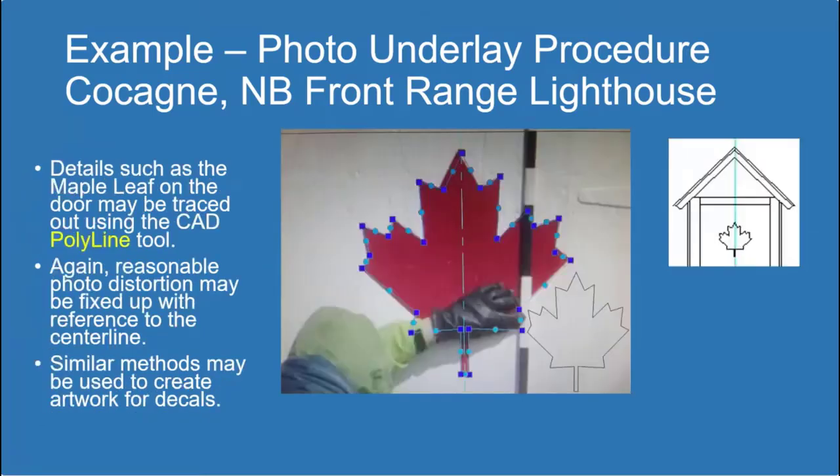And you can also do some interesting things, like the door had a maple leaf painted on it. So you can bring that into the CAD program on another photo. There's a tool called the polyline tool, and you can basically trace out an image of some arbitrary shape by placing dots over all the points of interest on the image. And you can fix up reasonable photo distortion with reference to the center line. For example, notice at the top left that I've pulled the dots in a little bit to make the top of the maple leaf symmetrical. And you can in fact see in the lower right here that the final image is quite symmetrical.